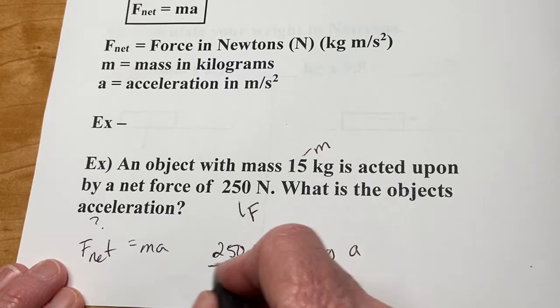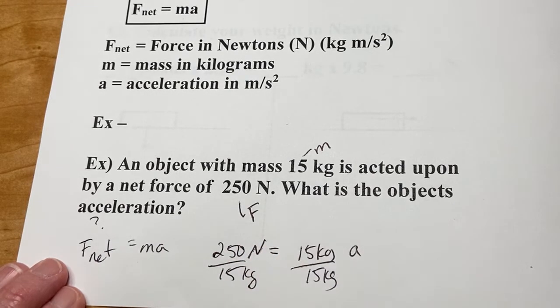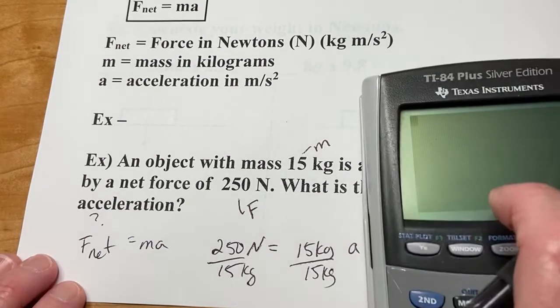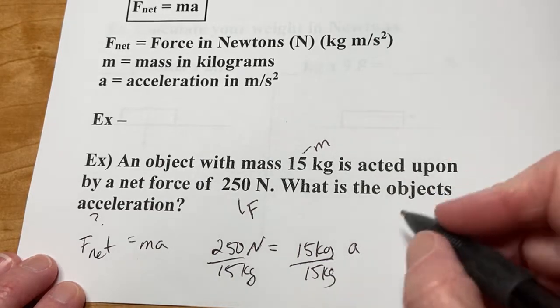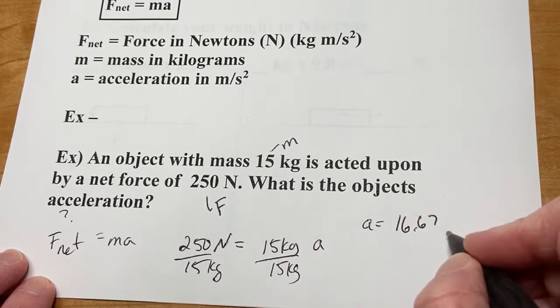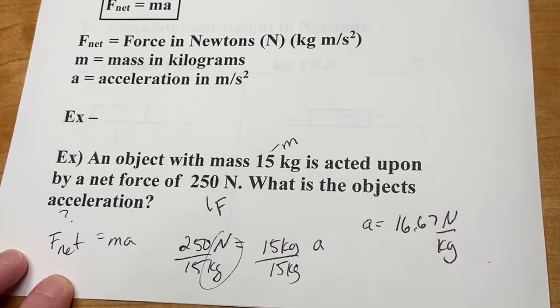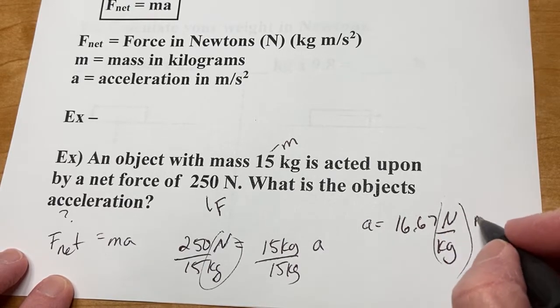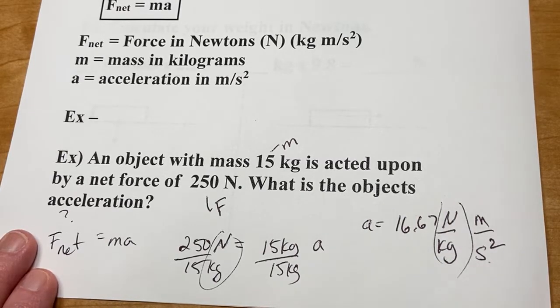So you're going to divide both sides by 15 kilograms, technically. And when you take 250 divided by 15, you're going to get 16 repeater. So a equals 16.67. And if you look at it directly, the units are newtons per kilogram. And we don't use that a lot, but they're equivalent to meters per second squared. So there's two possible units you can actually use for acceleration.